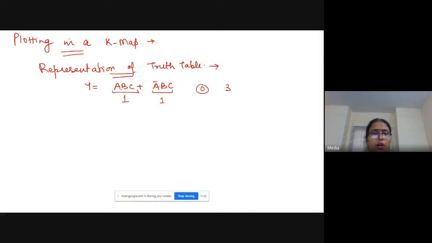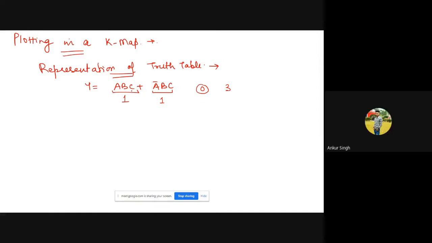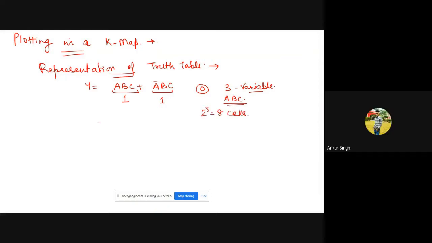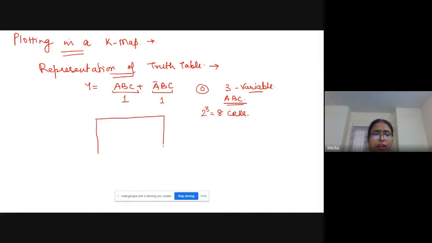So this is a 3 variable function. For this, how many variables are there? Ankur? 3, ma'am. 3 variables, right? So the K-map will be of 3 variables, A, B, and C, and the number of cells will be, Navpreet, 2 raised to power 3, equal to 8 cells in the K-map. Right? I'm not talking about the truth table now, I'm just talking about plotting an expression directly. Truth table we will see.